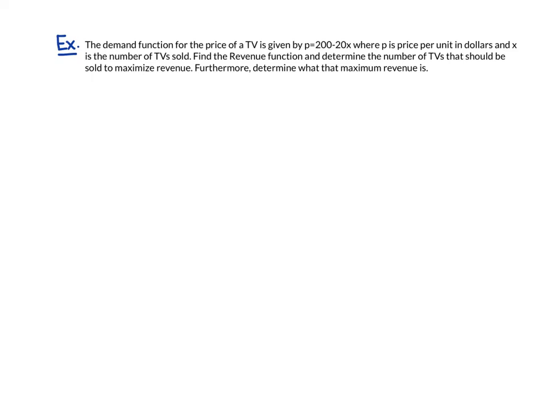So let's see how this works in an example for using a quadratic model. Suppose that we have a demand function for a TV, and the demand function is given by 200 minus 20x. So that's the price. P is price, and x is number of TVs sold. The first question says find the revenue function. The revenue function is simply going to be P times x, where P is price. And now P is given by 200 minus 20x, and we multiply that by x. So we actually get 200x minus 20x squared. And there's our quadratic model.